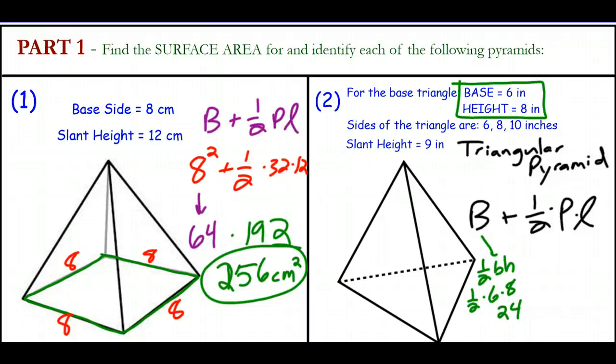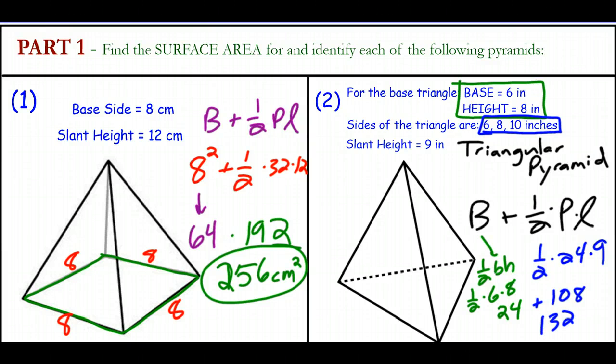1/2 the perimeter times the slant height, which is 1/2. The perimeter here is what we know with the size of the triangle. 6 plus 8 plus 10 is 24. And the slant height is 9. 1/2 of 24 is 12, and 12 times 9 is 108. So we have 24 plus 108, and we have 132 square inches as our surface area for this pyramid. Now let's take a look at 2 cones.